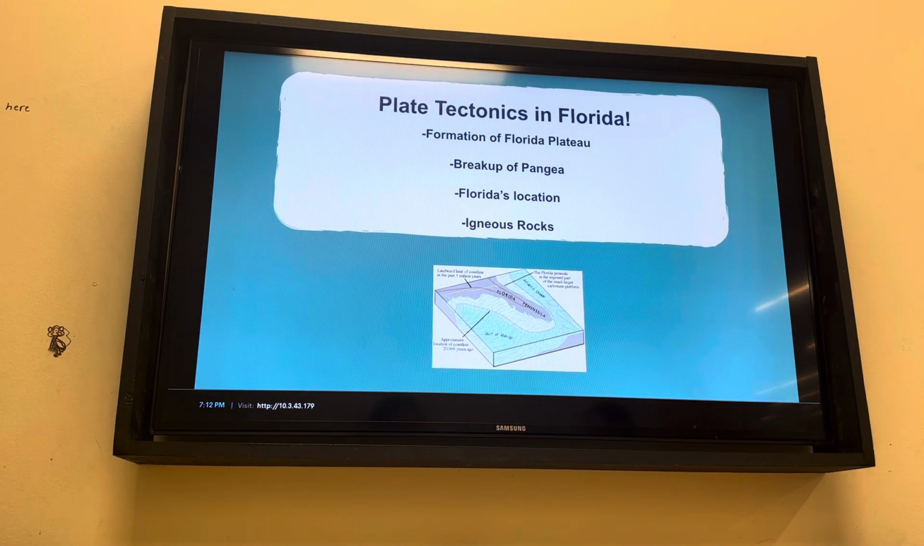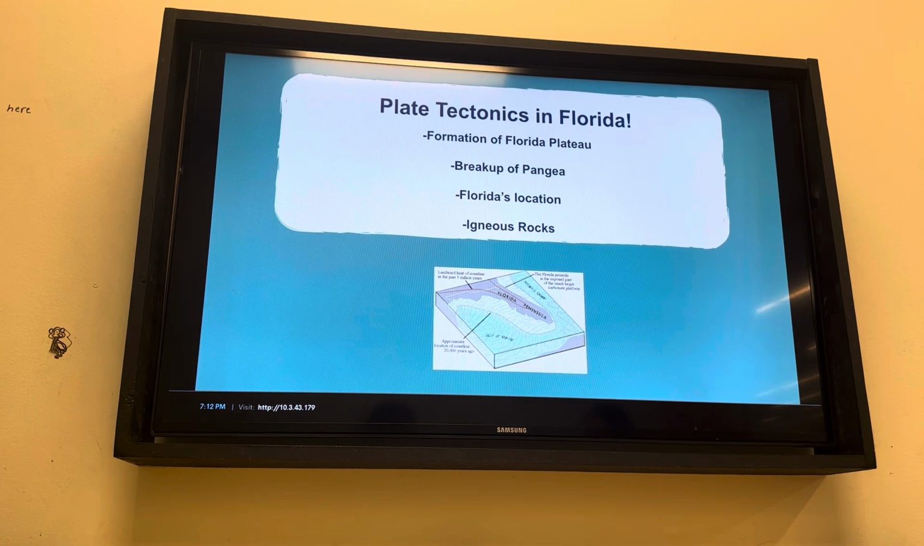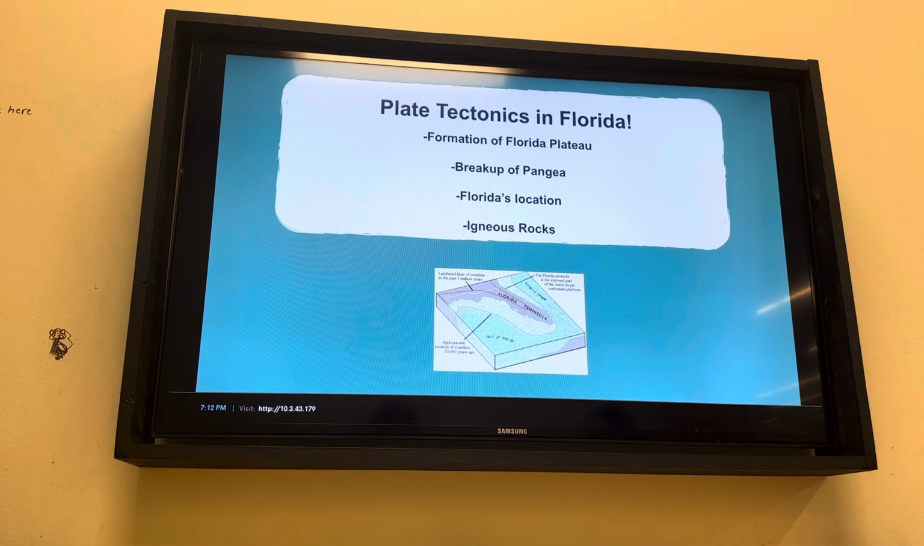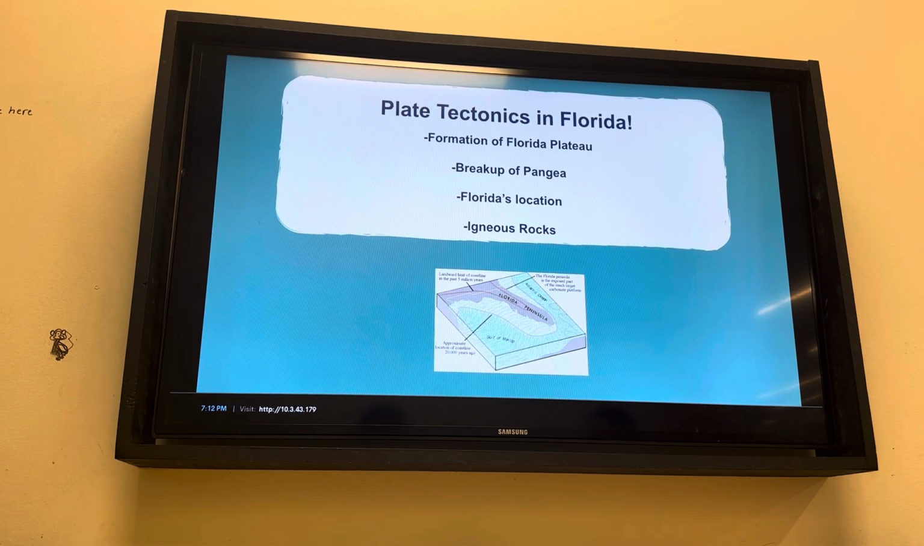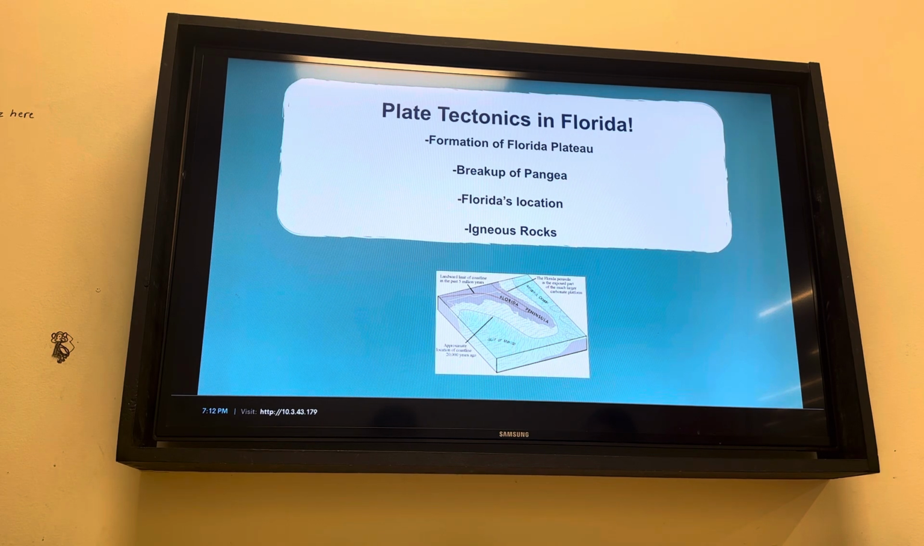Now we are going to get into our Florida-specific component of this presentation. First, we will talk about the formation of the Florida Plateau. The Florida Plateau was formed about 530 million years ago by volcanic activity and marine sedimentation. Next, we will cover the breakup of Pangaea. About 230 million years ago, the supercontinent Pangaea broke up, and Florida's basement rocks split from Africa and became attached to the North American plate.